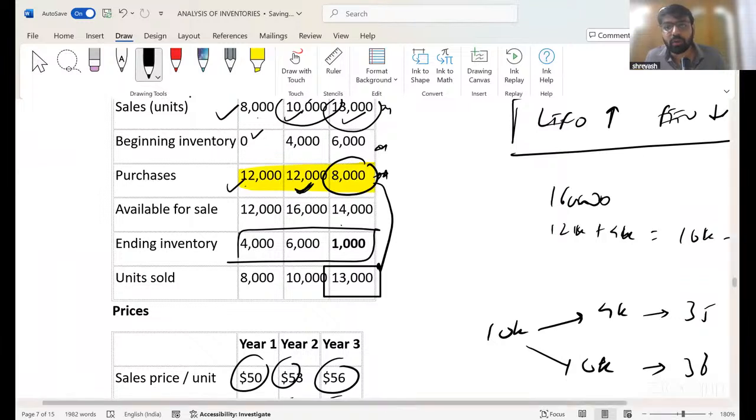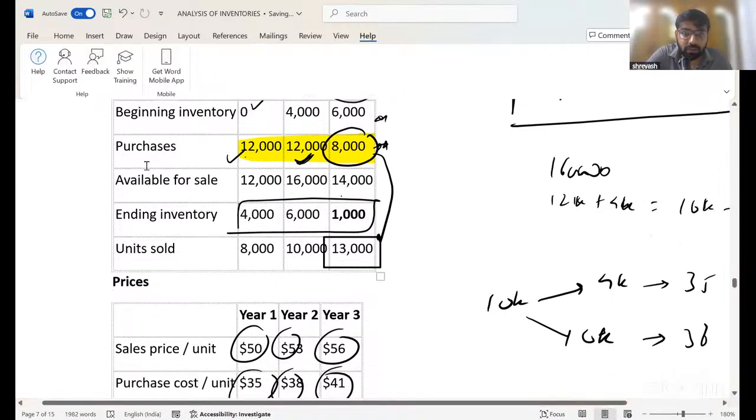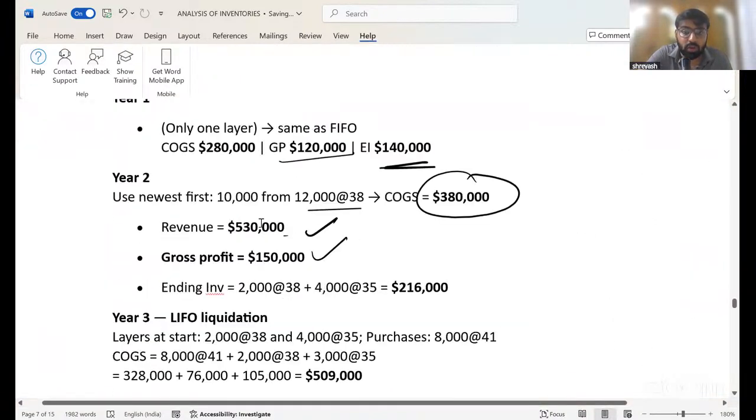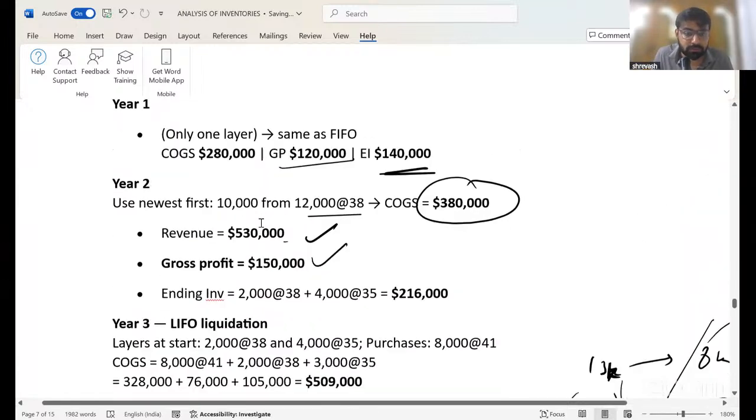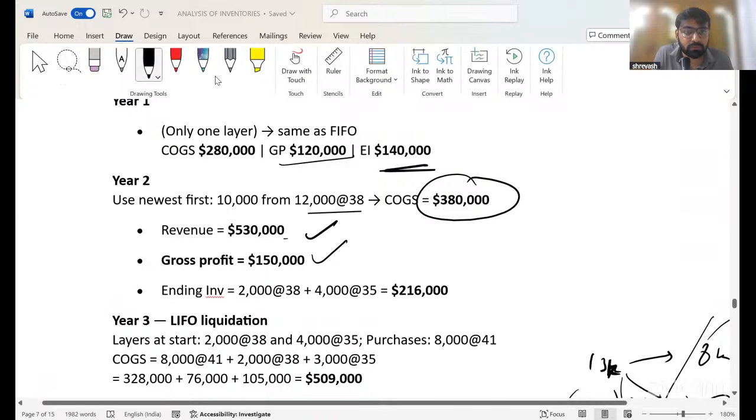But in this year what will happen, sir? Because your purchases have reduced, what did you have to do? You had to utilize your older inventory. And you can clearly see in case of COGS you are utilizing your older inventory. Where did it go? Here it is. Carefully see, guys, you have utilized the older inventory as well.